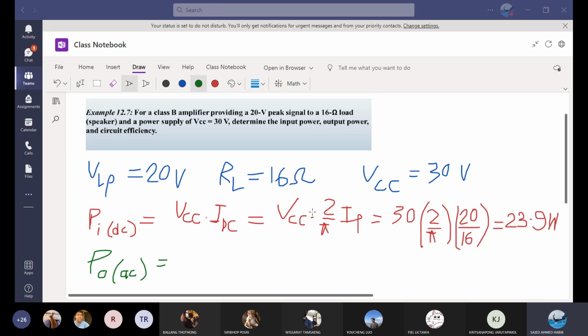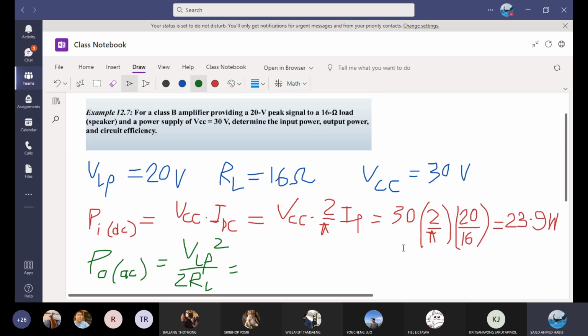Also, you can see the peak voltage load is not the same as VCC, so obviously it is not maximum. What is the equation then? VL peak squared divided by RL. If you take RMS, it's VL squared divided by RL, but if you take peak, it will be VL peak squared divided by 2RL.